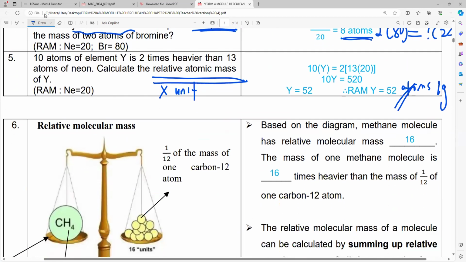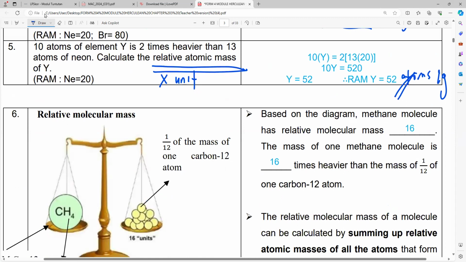Once you are very confident of your answers, quickly we go on to the next one. I want to teach you relative molecular mass. Same thing: I want to compare the mass of the molecule with 1/12 of carbon 12. Just now teacher compared the atom with 1/12 of carbon 12. Now teacher compares the molecule. If you look at this example, methane has a relative molecular mass of 16. Teacher, how do you get 16? Very simple.